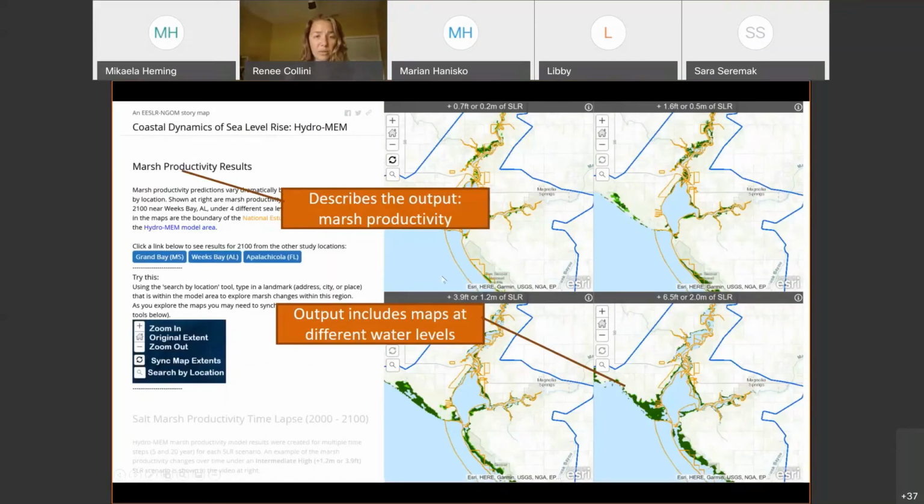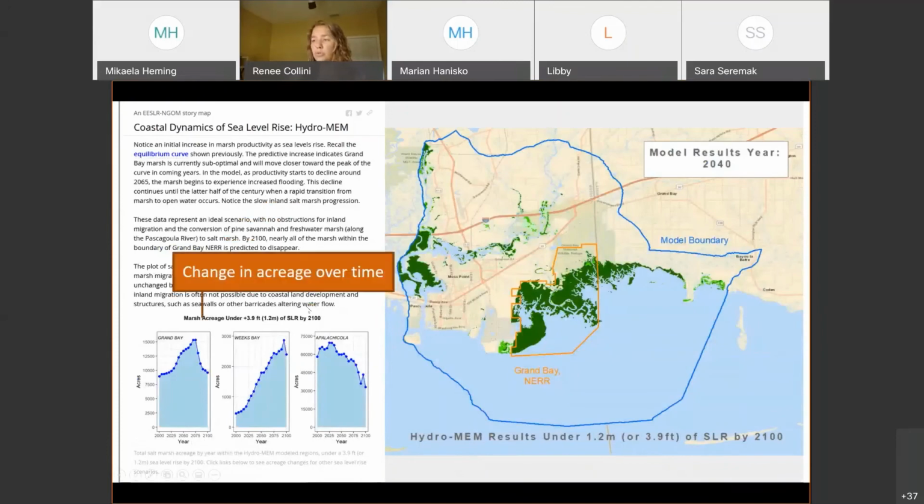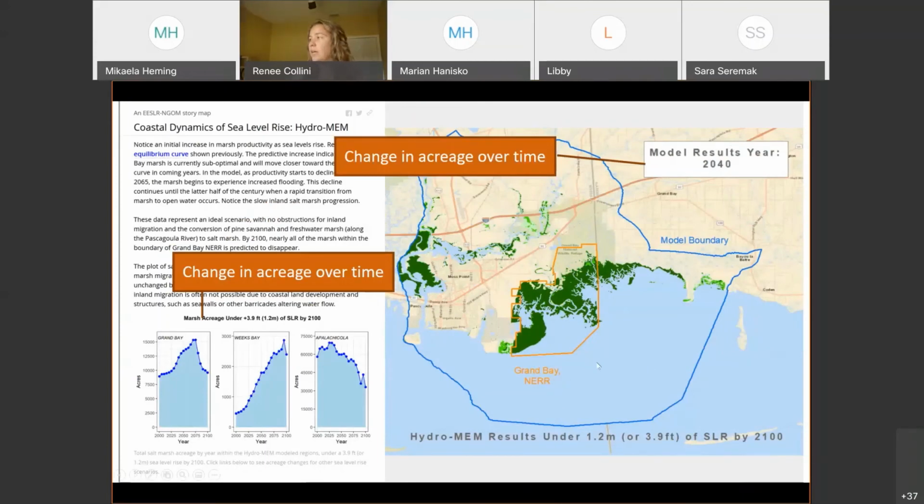But I mentioned that with habitat, how the habitat changes is just as important as what your endpoint is. So they also have this output here that shows you marsh acreage under around 4 feet of sea level rise, but it tracks it over time and shows you what the acreage of marsh is and how it changes. Now we have two outputs, the health of the marsh and the acreage of the marsh. If you could see this play, it runs through, this is 2040, but it does 5-year time steps all the way through from 2020 to 2100. And so you get to see changes in acreage and health over time.